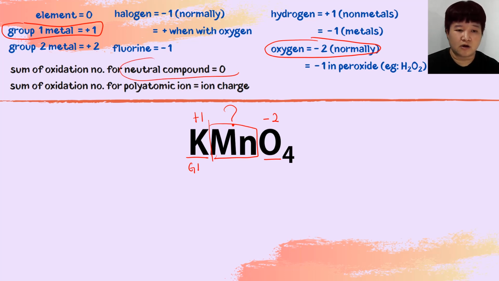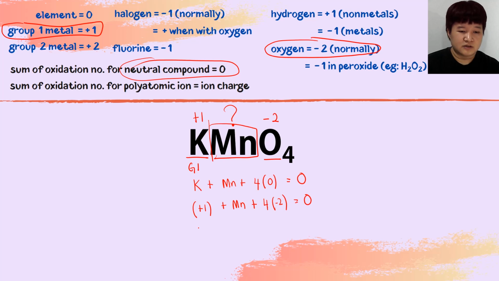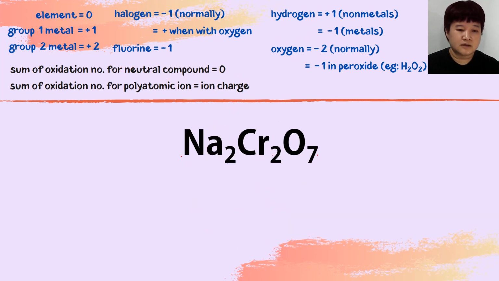Again, it's a neutral compound where the total of the oxidation number must equal 0. So the calculation will look like this. Potassium plus manganese plus 4 times the oxygen must equal 0. Potassium must be +1. Manganese is the one that we are looking for. Oxygen is -2. Total must be 0. Solve the mathematics. Your manganese will then be +7.